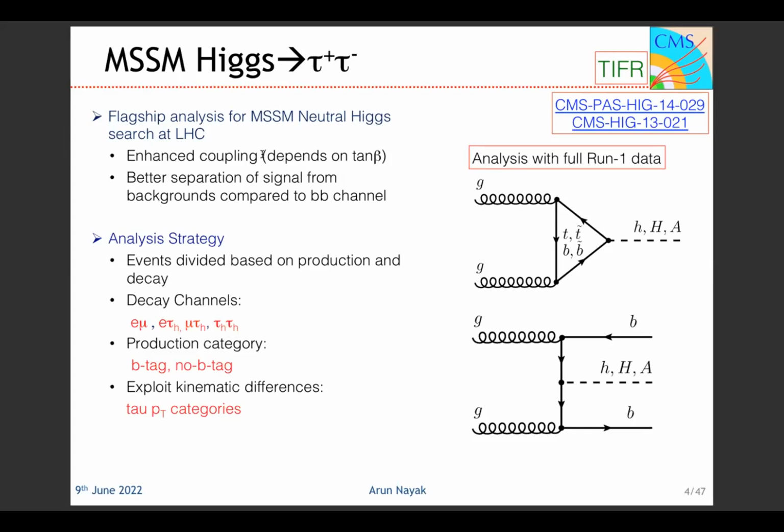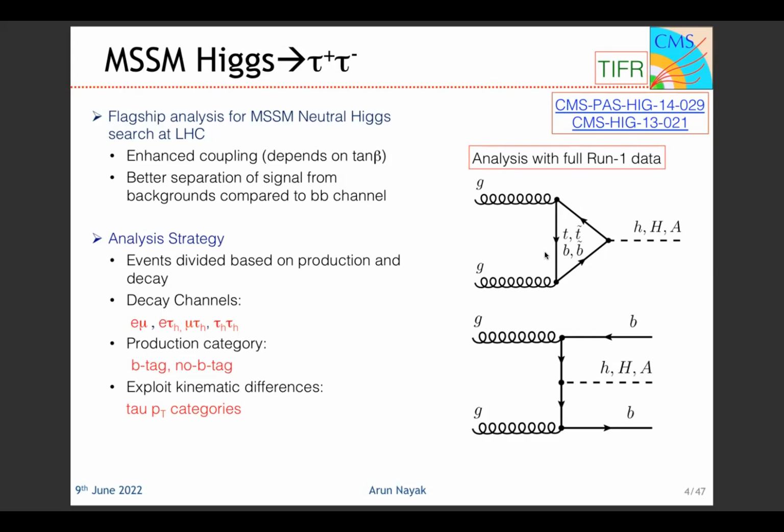However, in the case of Higgs to bb, you have large backgrounds coming from QCD. In the case of tau tau, the backgrounds are a little less compared to bb, and you can separate the signal better from the standard model backgrounds compared to the bb channel. That's why this is the most important channel for searching for the MSSM Higgs boson at the LHC.